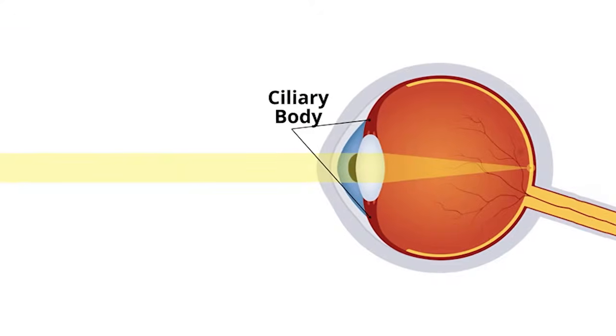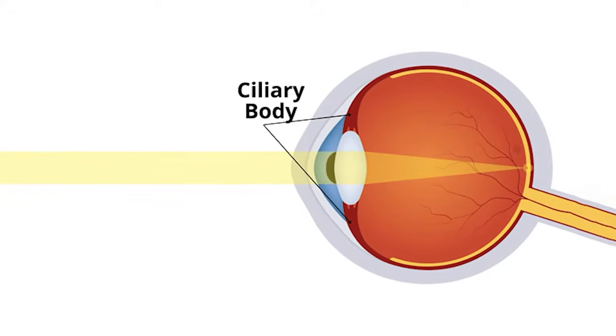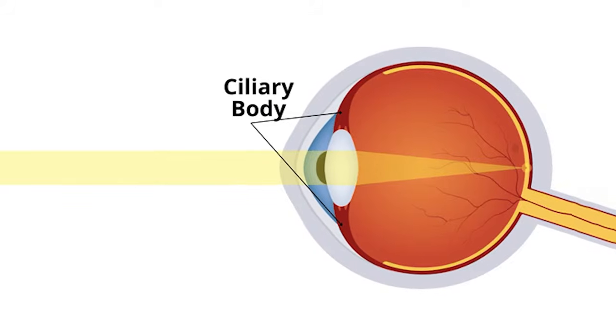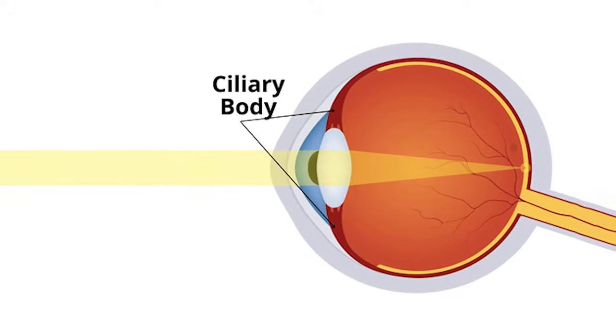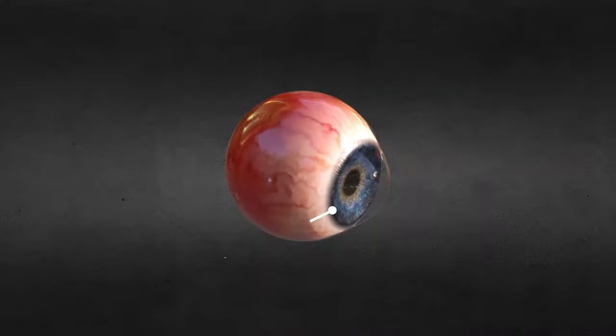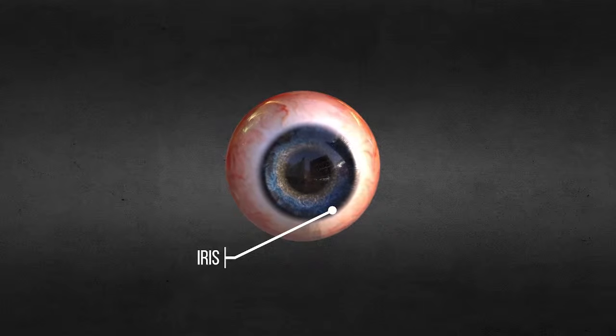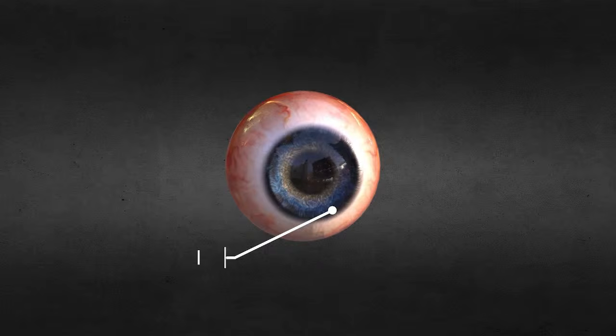The ciliary body, attached to the choroid, produces the aqueous humor that nourishes the eye and helps maintain intraocular pressure, and its muscular components adjust the shape of the lens for focusing. The iris, the colored part of the eye, regulates the amount of light entering the eye by altering the size of the pupil, adapting to various lighting conditions.